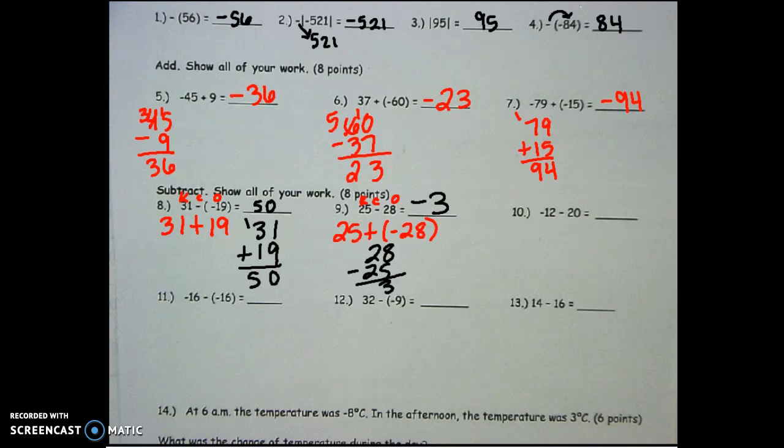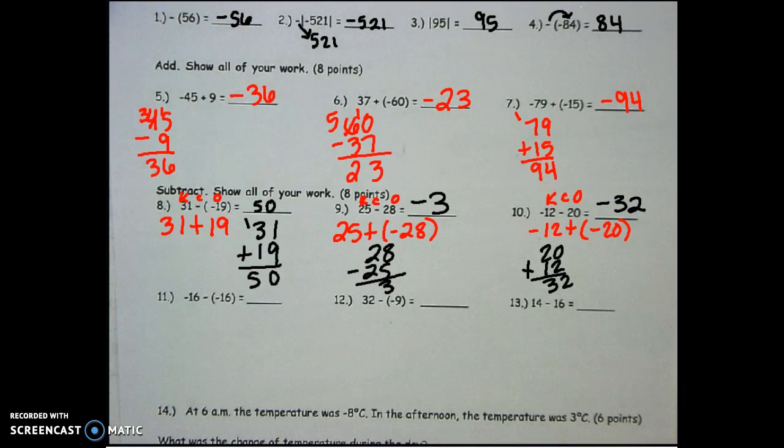For number 10, keep your first number. Change subtraction to addition. Take the opposite of the second number. The opposite of 20 is negative 20. And now I use my integer rules. My signs are the same, so I add them. 20 plus 12 is 32. Both of these numbers are now negative, so my answer is negative.